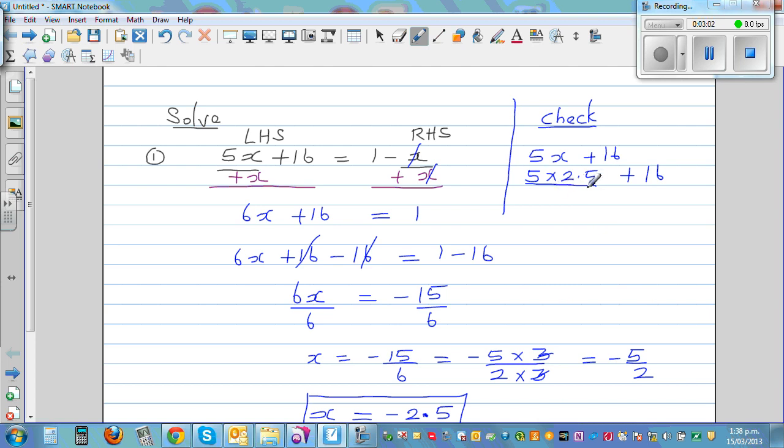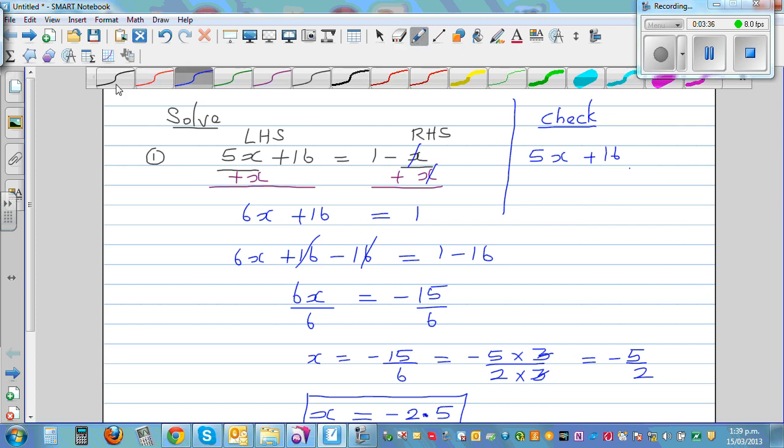So first you have to multiply, so this is how much? 5 times 2.5, so this is 12.5 plus 16, which is 18.5. Your left-hand side is 18.5. Now what's your right-hand side? Your right-hand side is 1 minus, oh sorry, I've made a mistake here. Can you tell me what's the mistake that I have made? The answer was not making sense. Your x was not 2.5, it's minus 2.5. So let me do it again.